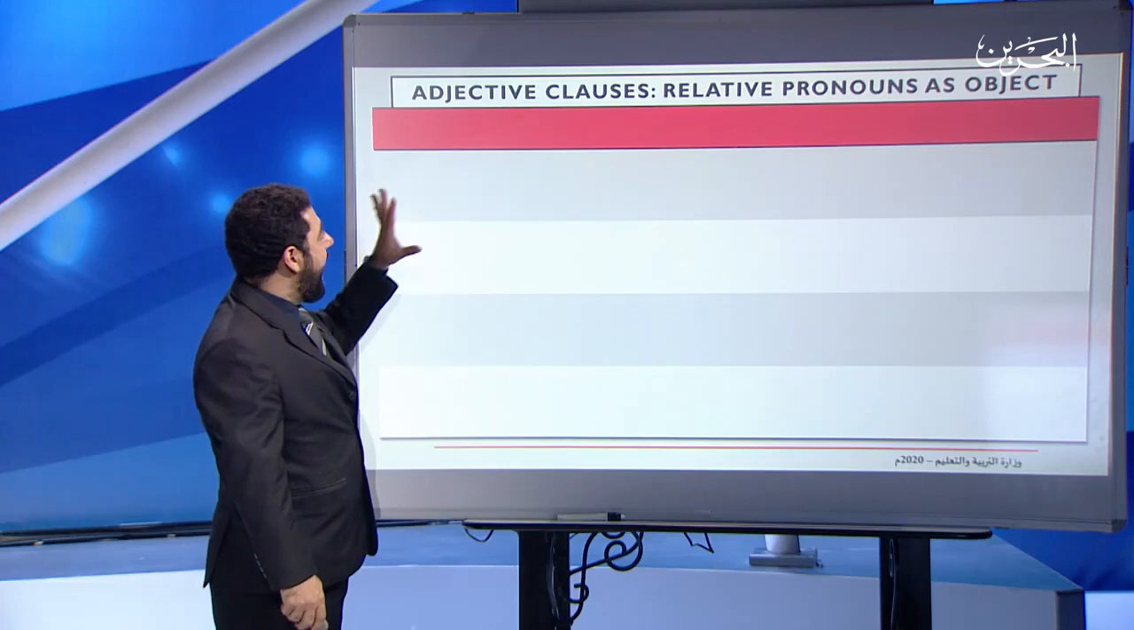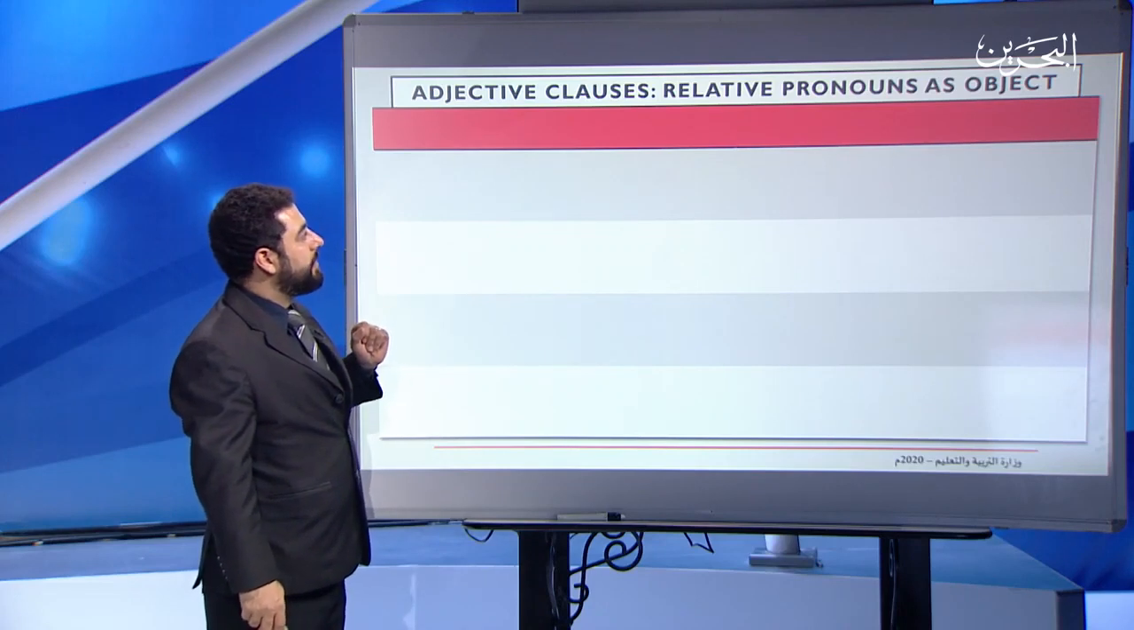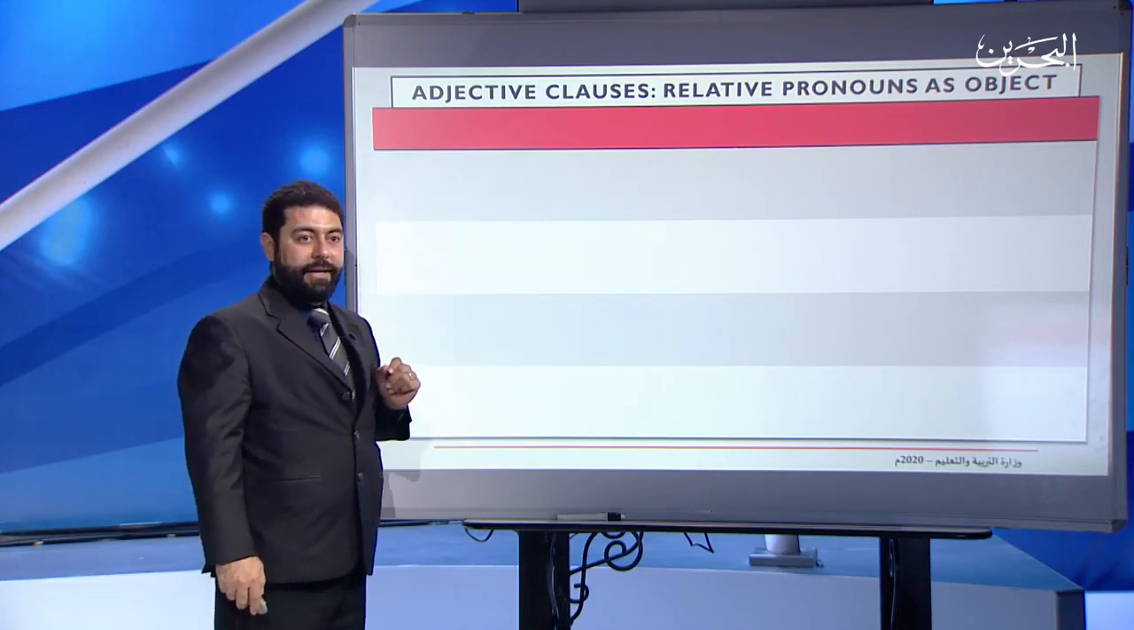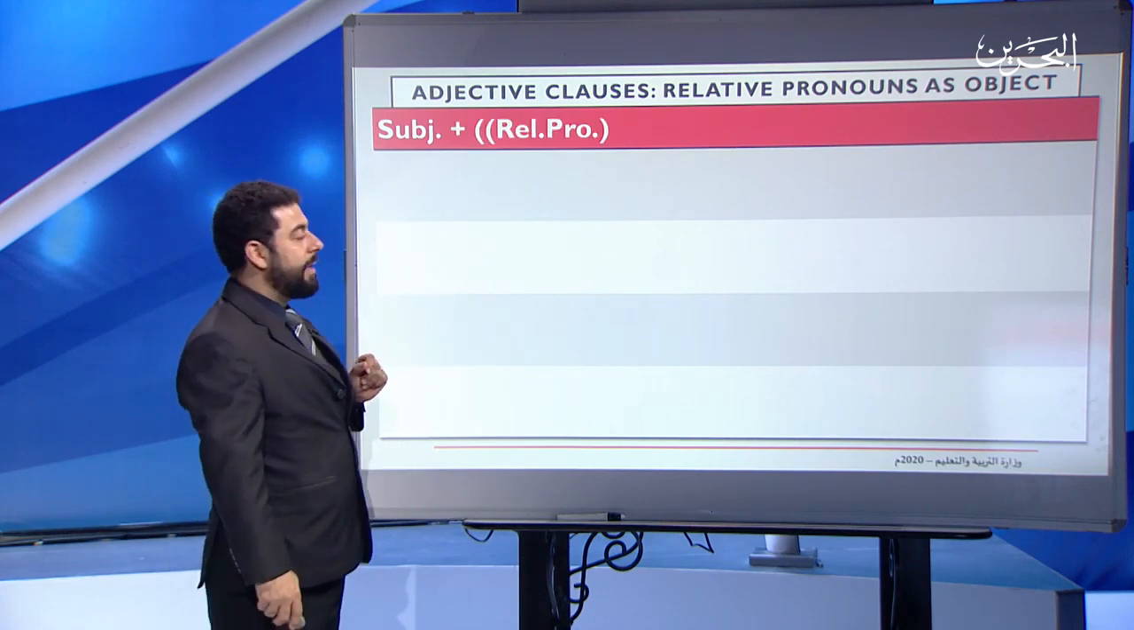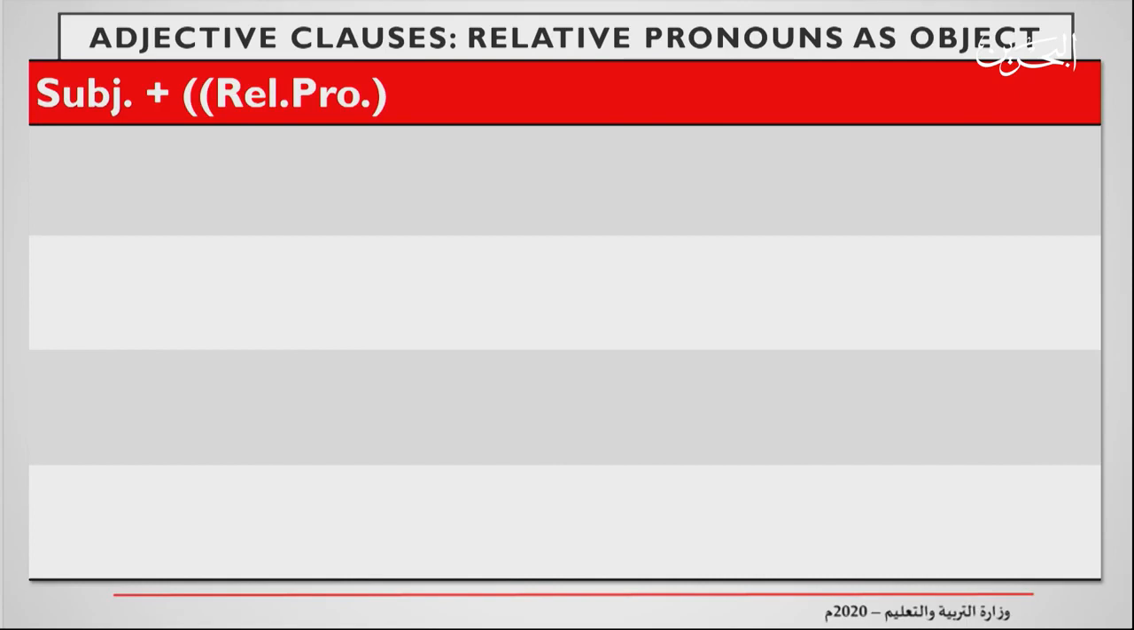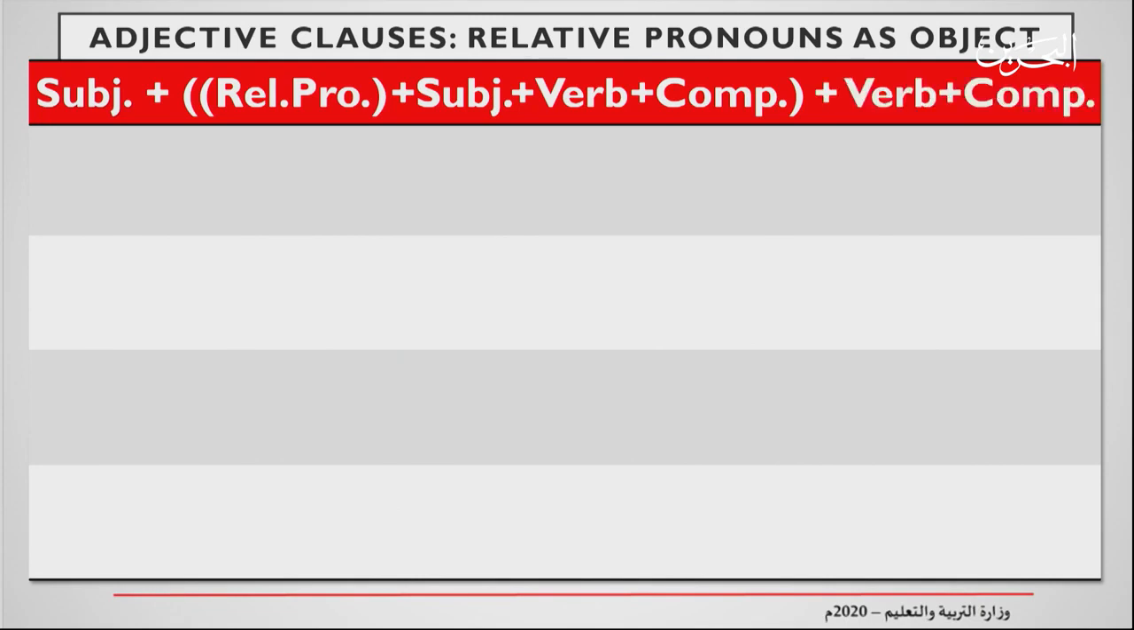All right. Adjective clauses: relative pronouns as objects. We start with the subject and then a relative pronoun as object, plus subject plus verb plus complement. Now this is the adjective clause. You know that because it is between parentheses. Plus the verb plus complement.